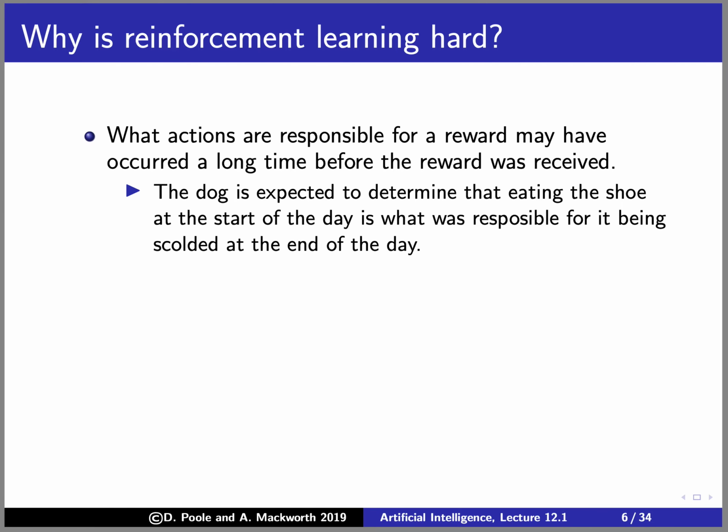Reinforcement learning is hard for a number of reasons. The first reason is that the actions responsible for a reward may have occurred a long time before the reward was received. So we have to work out, given a reward, why did I get that reward? An example is that if you say at the end of the day to your dog, it's a bad dog, the dog has to work out what it is that it was bad for. The dog's expected to determine that eating the shoe at the start of the day is what was responsible for being scolded at the end of the day. And as you can imagine, that's complicated because it's got to try and work out everything it did in that day and see what was it that was responsible for being scolded.